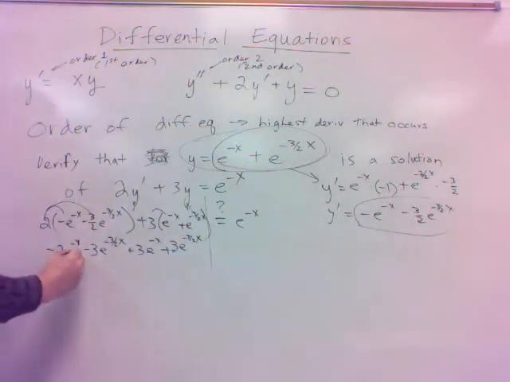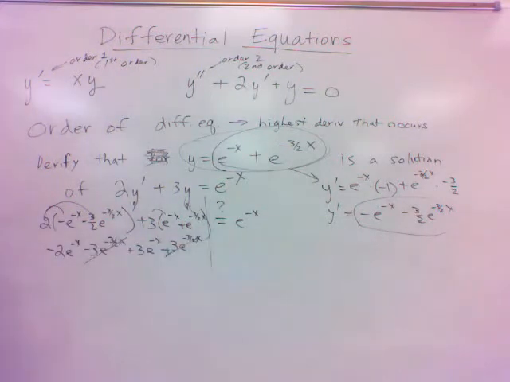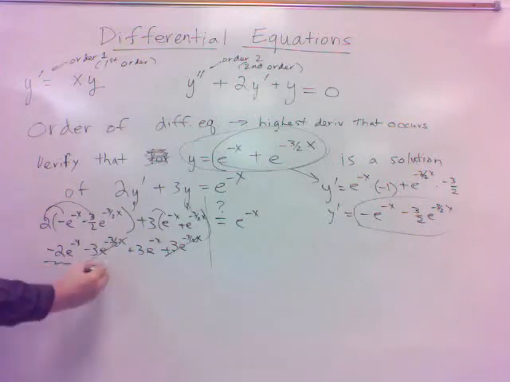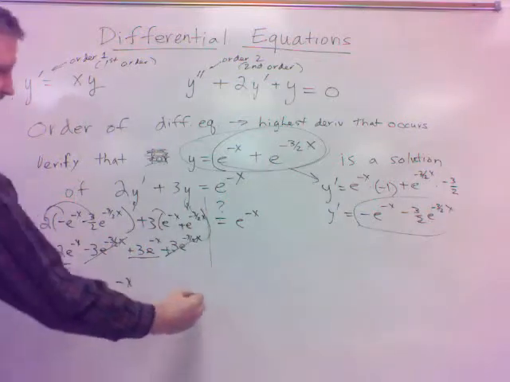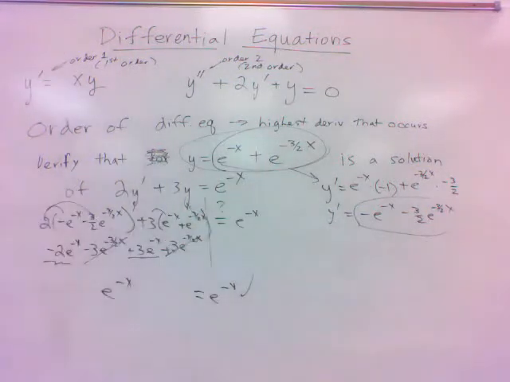Ooh, good news. What happens? Well, this minus 3 e to the minus 3 halves x cancels with that positive 3 e to the minus 3 halves x. Then I've got these like terms, and sure enough, minus 2 e to the minus x plus 3 e to the minus x does give me e to the minus x. So, okay, there are such things that work out. And usually on solutions, that's what's going to happen.